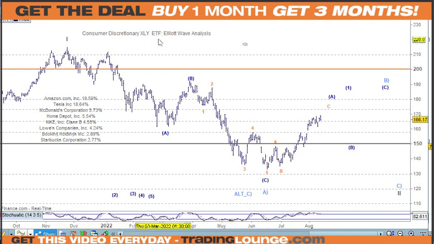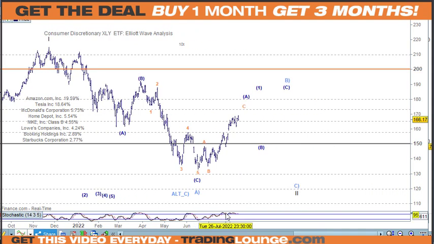The Amazons and Teslas are consumers and so on. It's the same story again right across the board. So I was hoping the US dollar would clean things up a little bit, because as it stands at the moment, we're looking for another move up here to top this out here, and that will be C of A at that point.